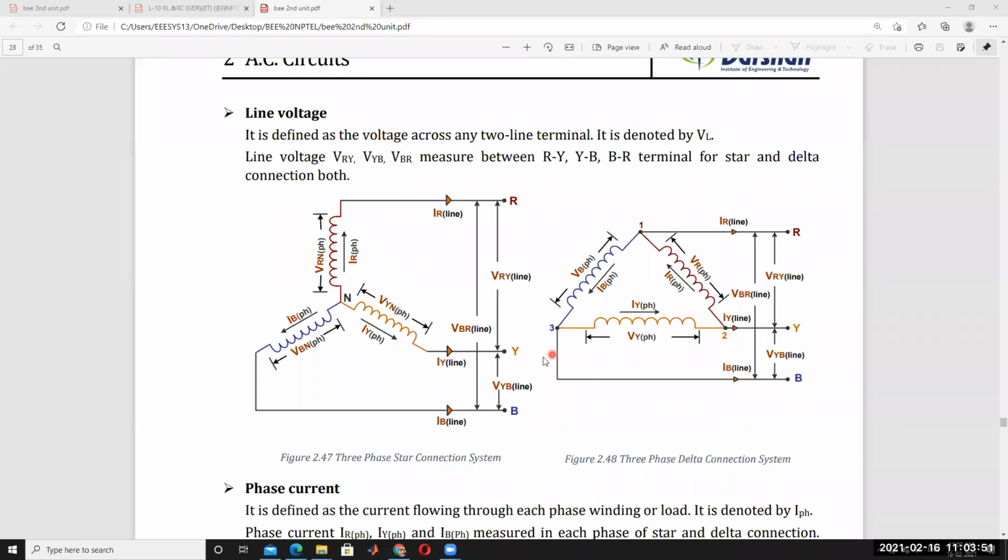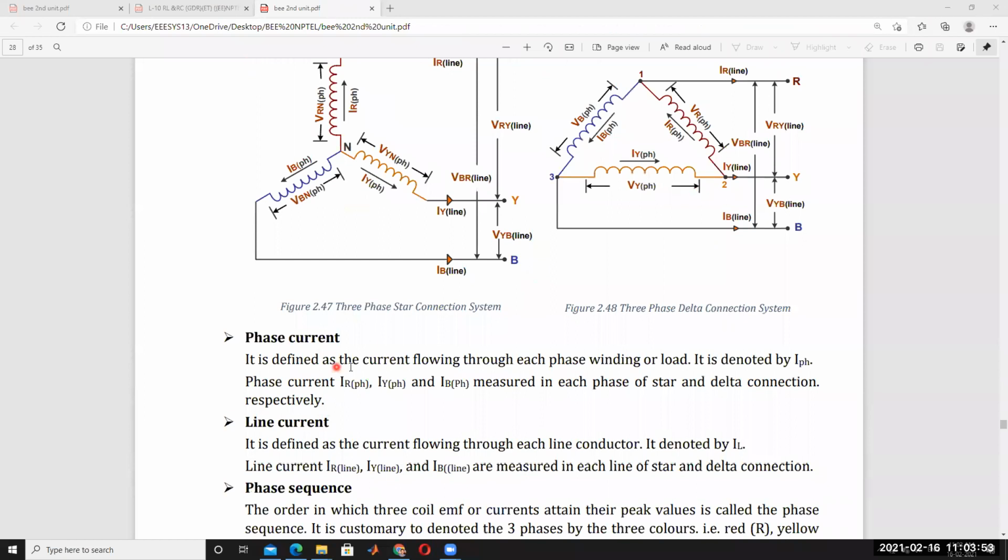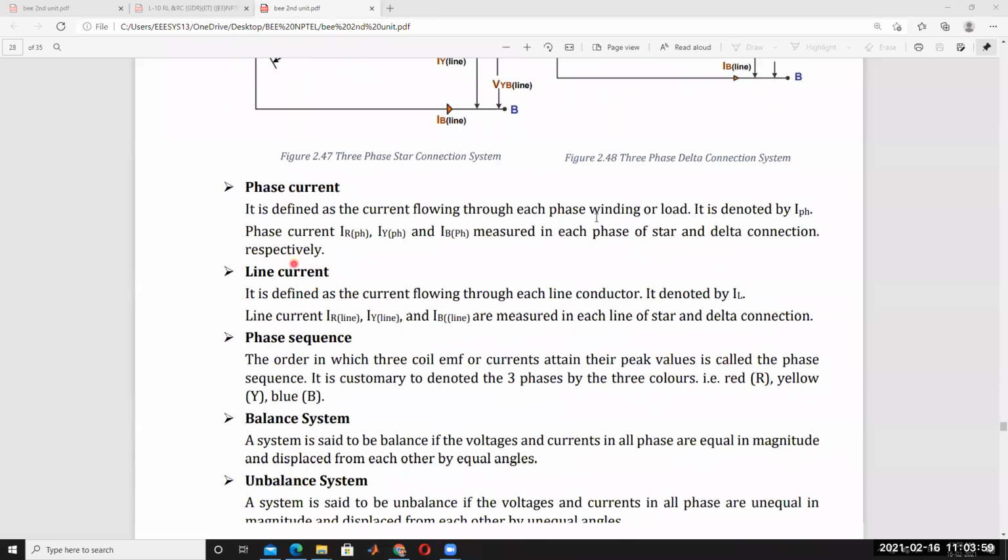Next, phase current. It is defined as the current flowing through each phase of the winding or load. That is called phase current. It is denoted by I phase. Phase currents are IR phase, IY phase, and IB phase, measured in each phase of the star and delta connection respectively. Understand? This is called phase current.